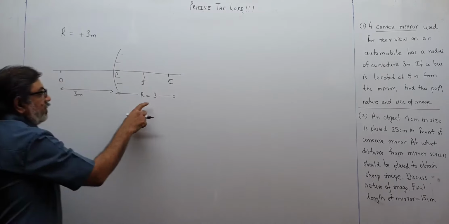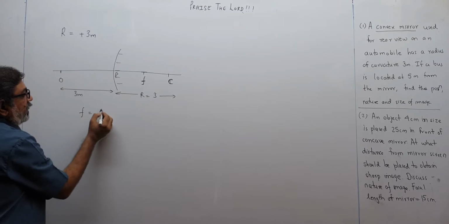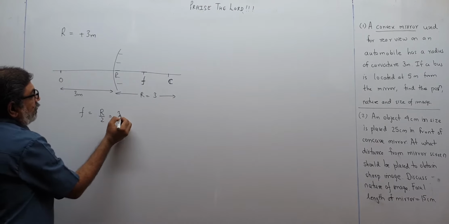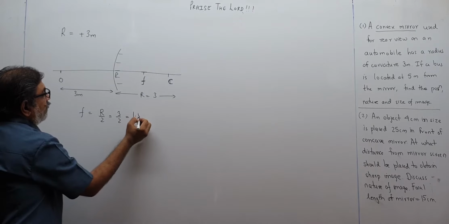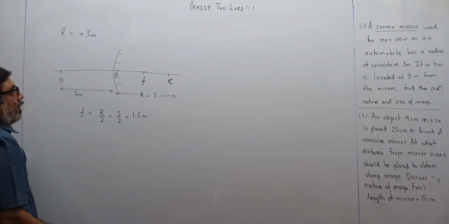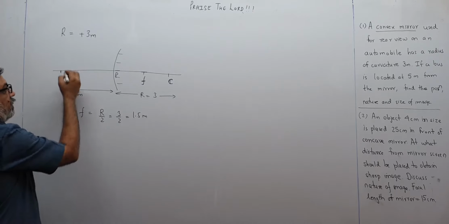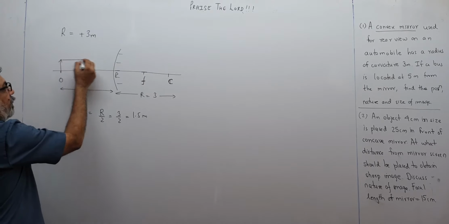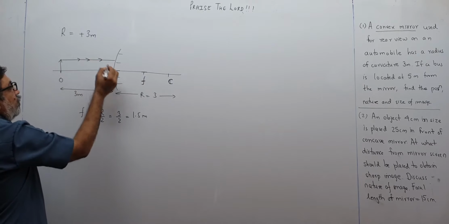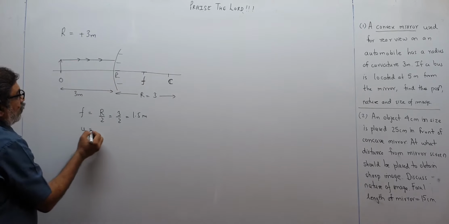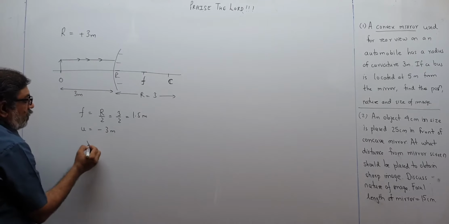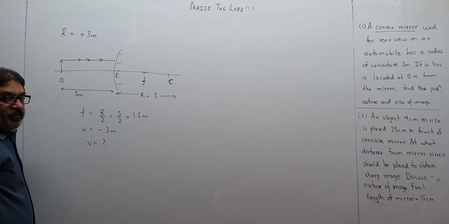So children, when R is given to me as 3, we already know that F is R upon 2. That will be 3 upon 2, that will be 1.5 meter. Object distance, see incident rays are going like this. Always as I told you, U will be taken negative. So U is minus 5 meter. What is V, that we have to find out.